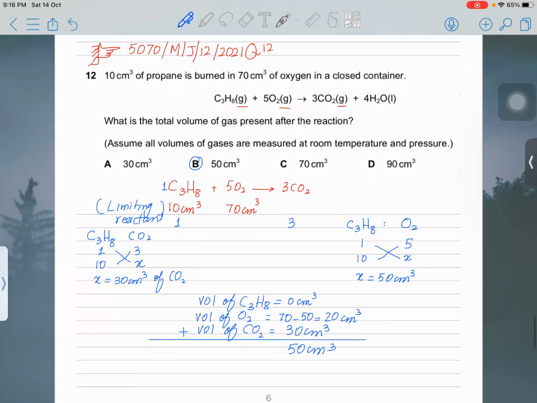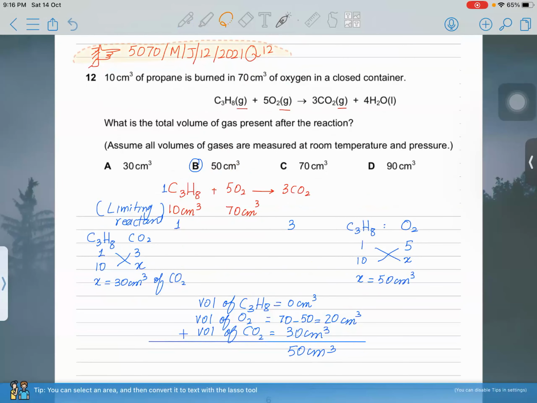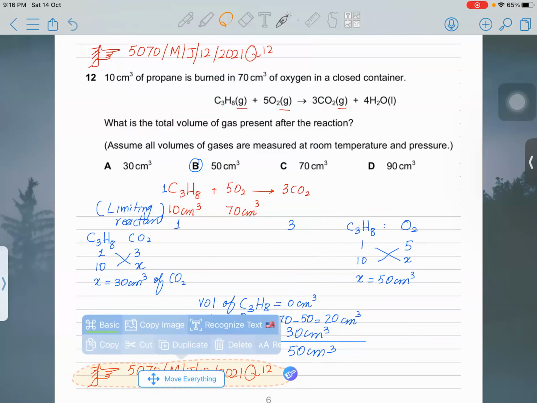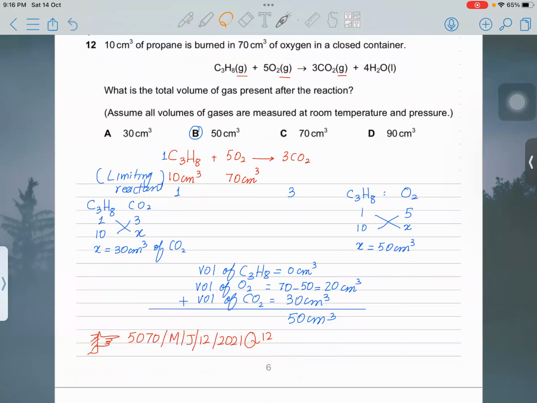Next question. Wait, sir. So the volume of CO2 was 30 cm cube. Yes. It said, what is the total volume of gas? So the limiting factor would be the one that would be finished, but there would still remain a bit of the other gas. Exactly. After the completion of the reaction, what would be the total volume of reactant and product, but only gases. Do not consider this water because it is not in a gaseous state.